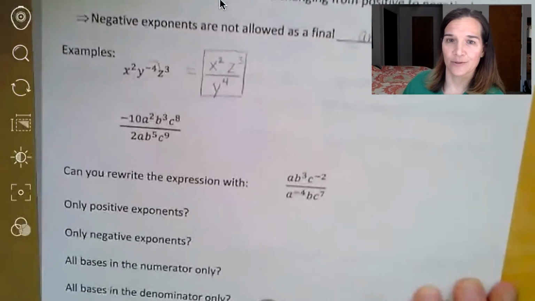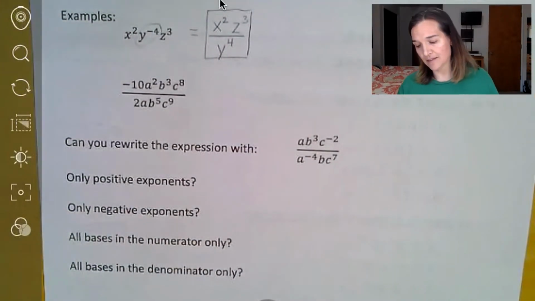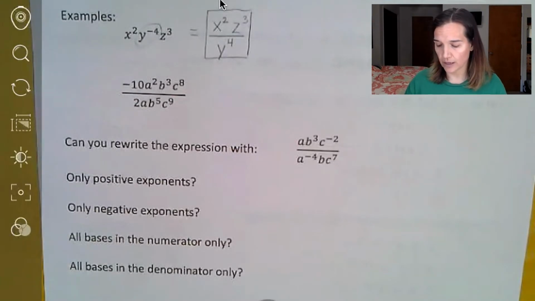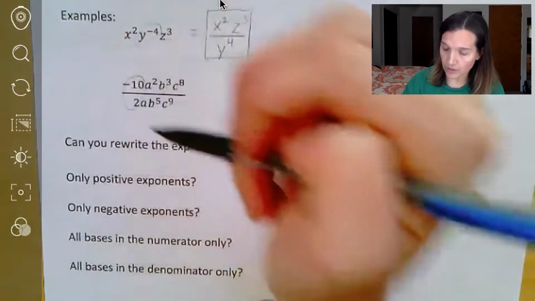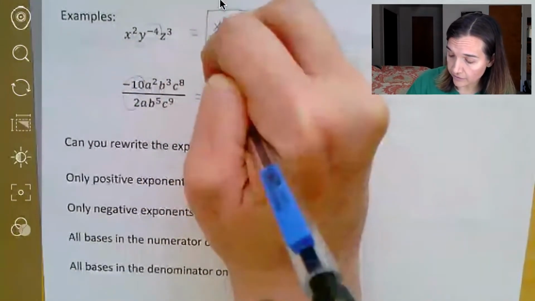All right, next one. We have negative 10 a squared b cubed c to the 8th power divided by 2a b to the 5th power c to the 9th power. Numbers are the same as numbers have always been. There's nothing wrong with negative numbers. We like negative numbers. They can be in our answer. We're just talking about negative exponents not being there. So if I look at this first part, negative 10 divided by 2, that is negative 5.